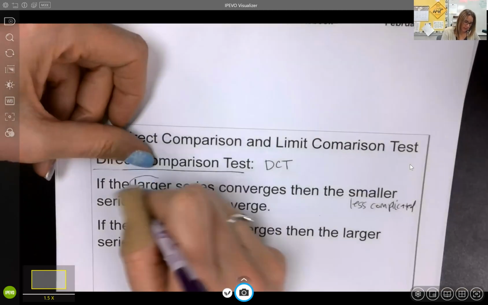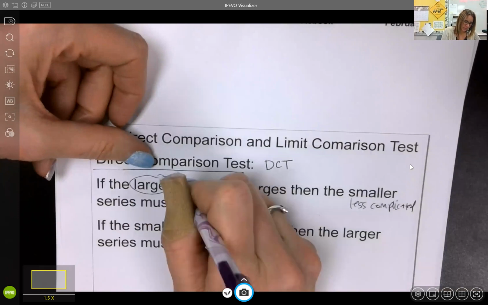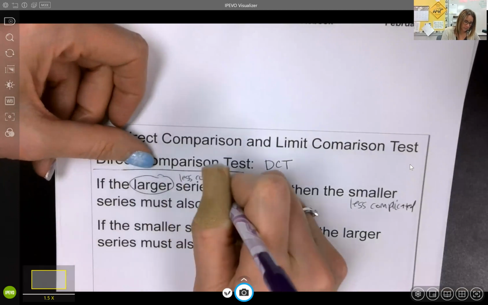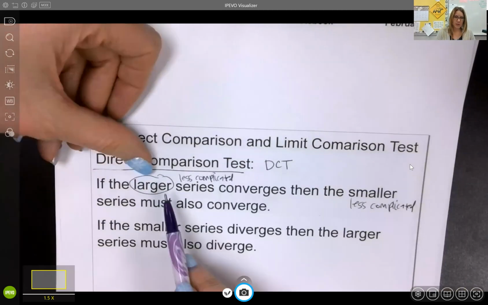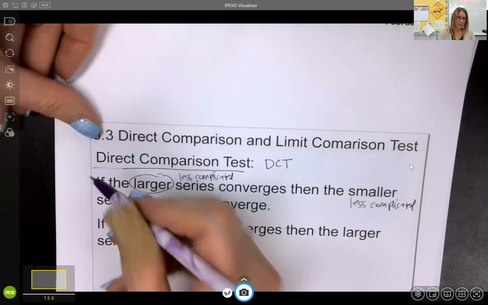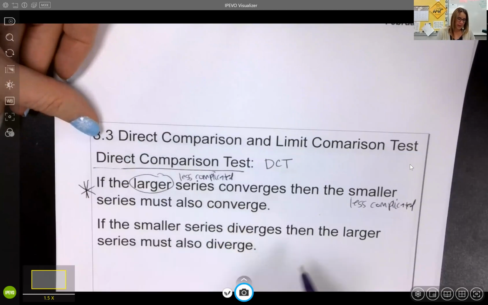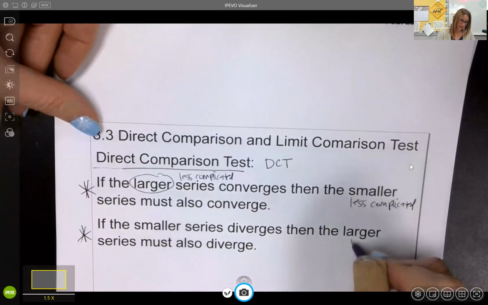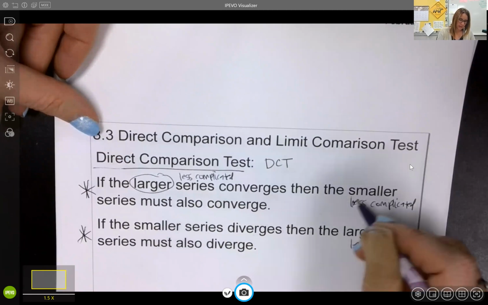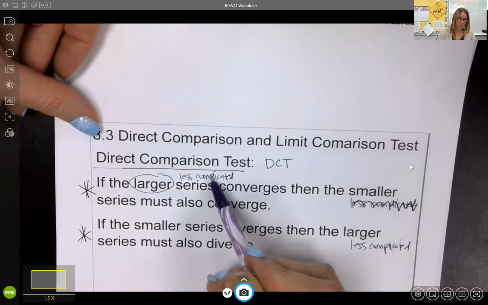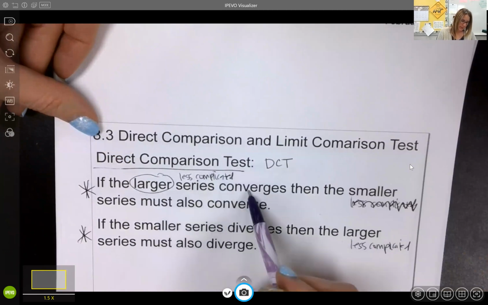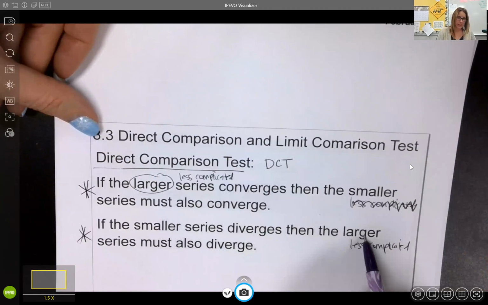The larger one is most likely going to be the less complicated one in this scenario. Okay, so there's two different scenarios. And then if we have a smaller series that diverges, then something that's bigger than it is also going to diverge. Okay, so in this case, the larger one would be less complicated. So larger is less complicated if we're doing converging, and larger is less complicated if we're doing diverging.